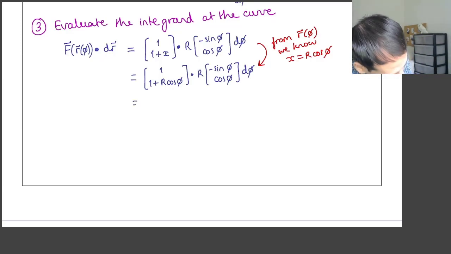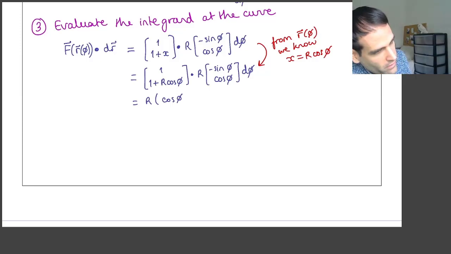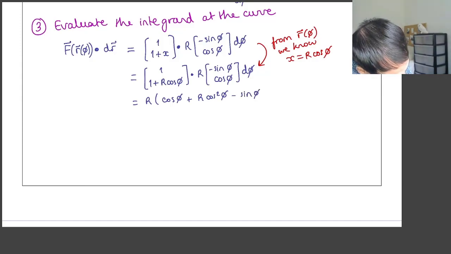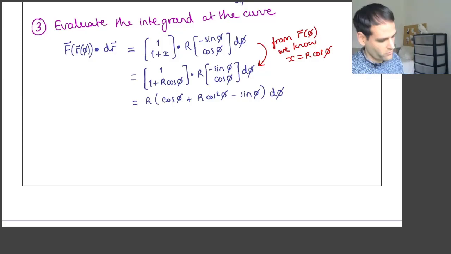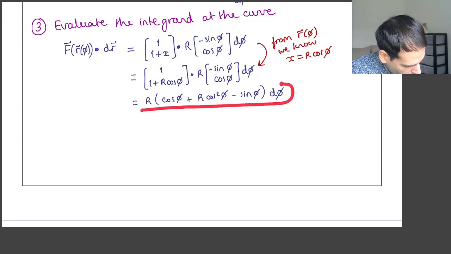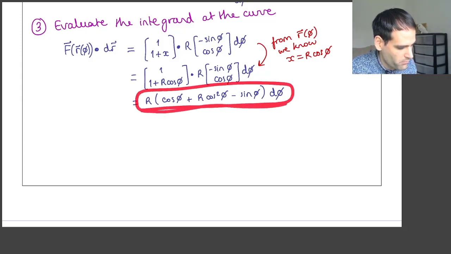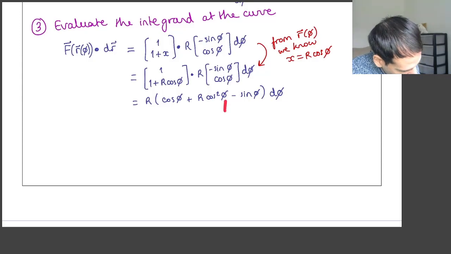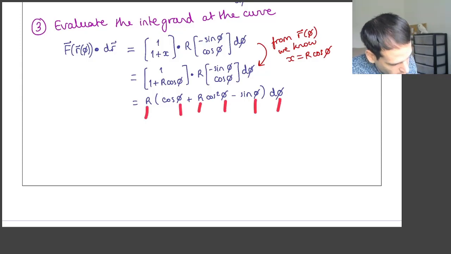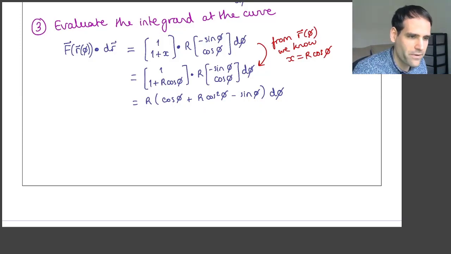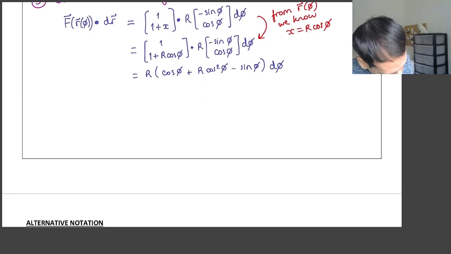So developing this dot product, we end up with r multiplying the following: cosine of phi plus r cosine squared of phi minus sine of phi, times d phi. Okay, and now as a sanity check at the end of step 3, you know that everything must be a function of the parameter only plus constants. And indeed here we have phi, we have the parameter, and we have r, which is a constant. Okay, so everything so far is fine. So now we are ready to calculate the integral.